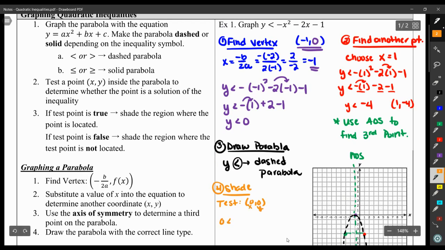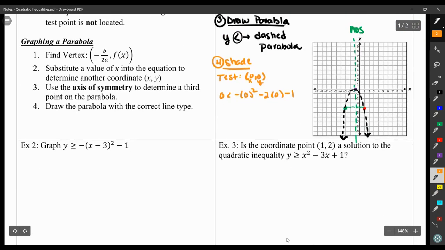So we have 0 less than negative of 0 squared minus 2 times 0 minus 1. And we're going to simplify this and see if we get something that is true or false. Well, negative of 0 squared is just 0. Negative 2 times 0 is 0. So we have 0 less than negative 1. Well, that is a false statement. 0 is not less than negative 1.